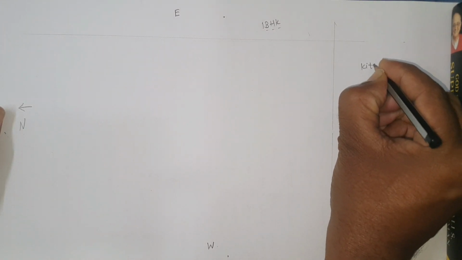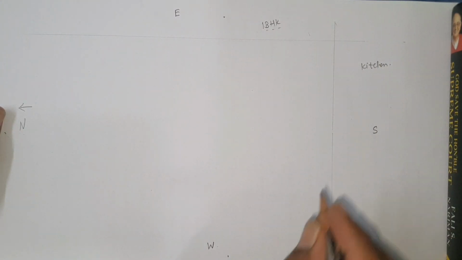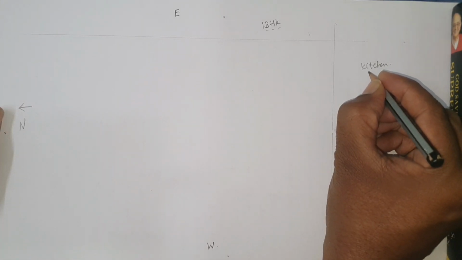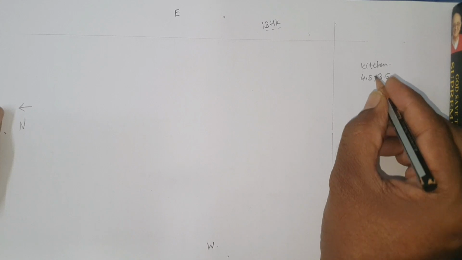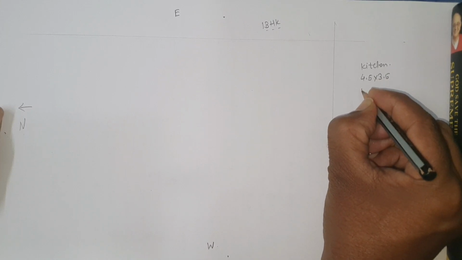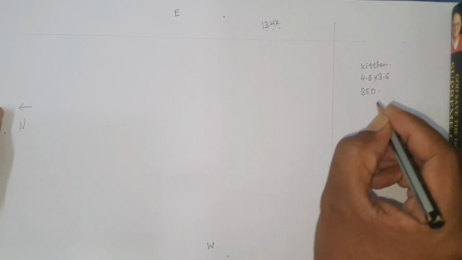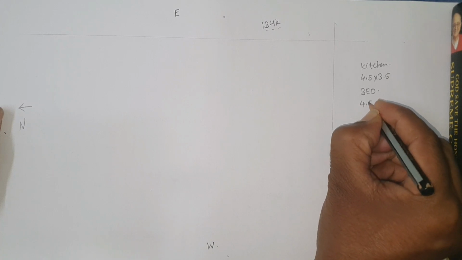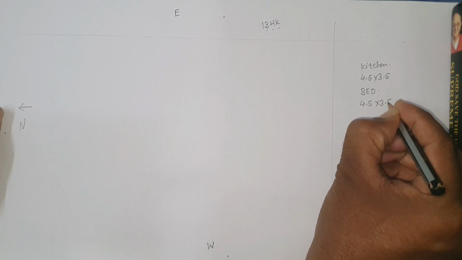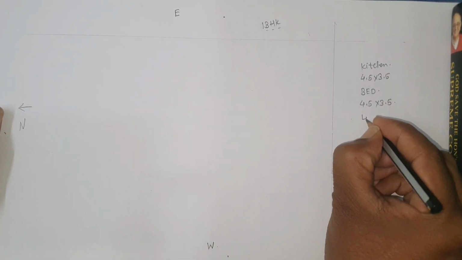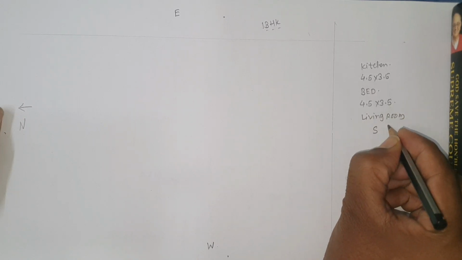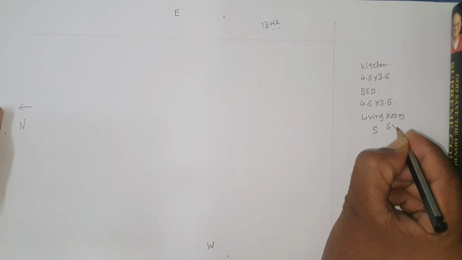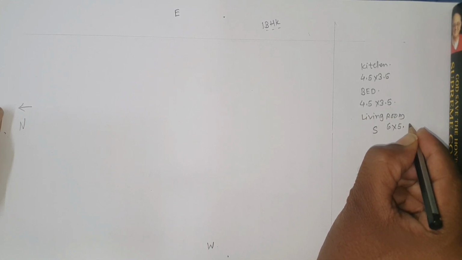So we have all the details. I have planned to draw the kitchen with a dimension of 4.5 meter length and 3.5 meter width. Bedroom with the same dimension, 4.5 meter length and 3.5 meter width. Again, living room with dimensions of 6 meter by 5.5 meter.